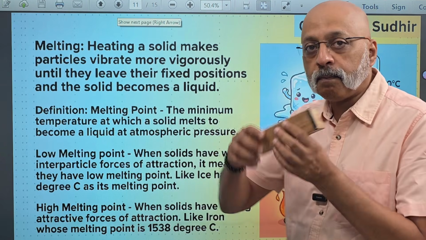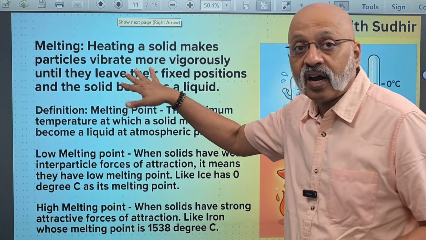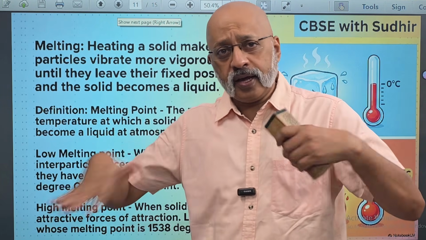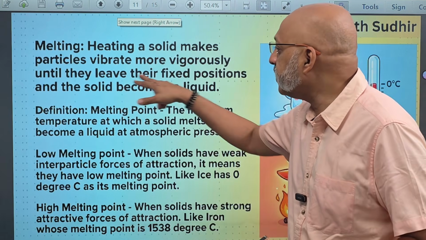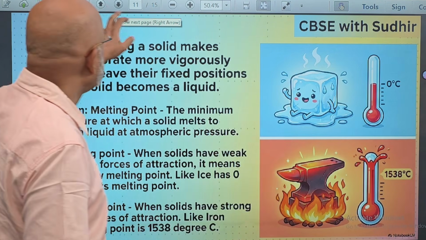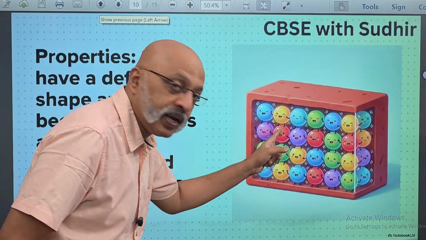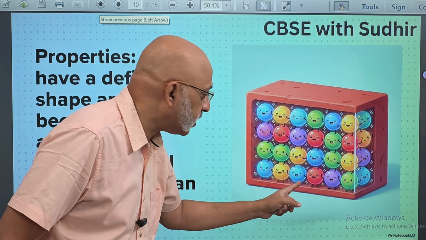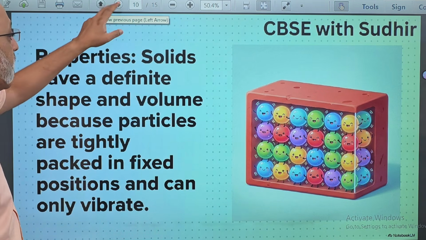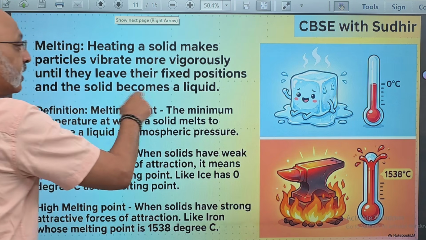What will happen is that the particles inside this solid block will start vibrating more vigorously. Until they leave their fixed position, at which point that blue particle that I spoke about will start moving and coming in the place of the red particle or the yellow particle. So it will keep moving its position if temperature is added, right? And at that time the solid can become a liquid.